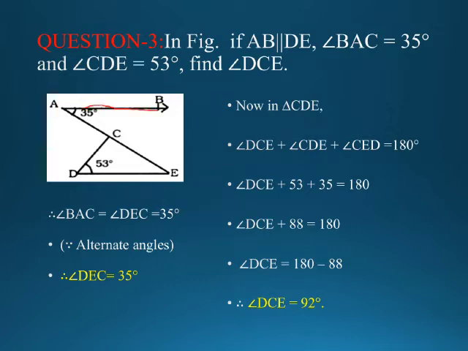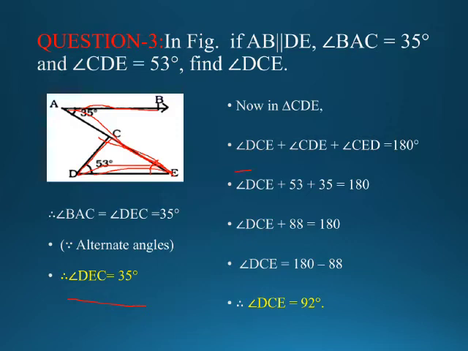Angle BAC and angle DEC are alternate angles. So angle A is 35 degrees, and angle E is also 35 degrees by using alternate angles. Now angle DEC equals 35 degrees. Now we have to take triangle CDE. Already we know the D value. Now we find out the angle E value.